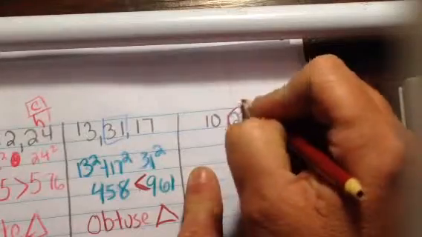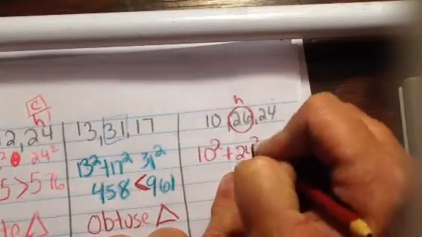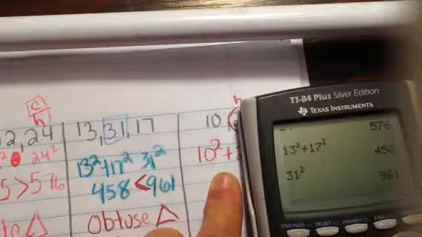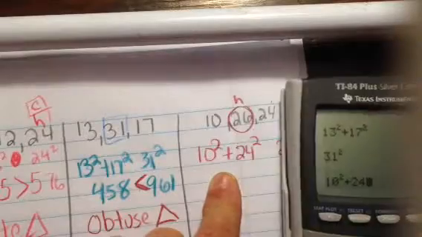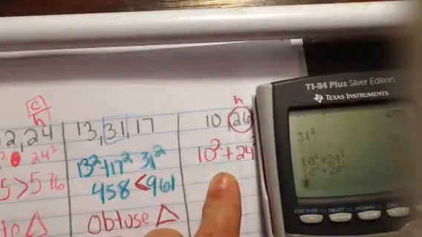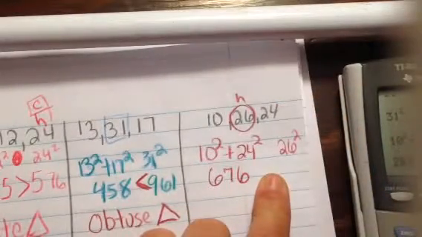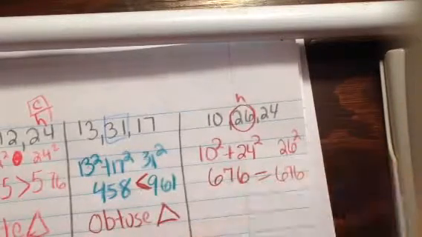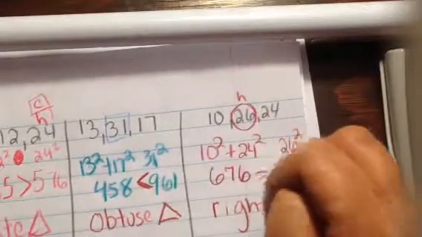Ten, 26, and 24. 26 would be H, so 10 squared plus 24 squared. How does it compare to 26 squared? 10 squared plus 24 squared is 676, and 26 squared is 676. So these would be equal to each other, and when they're equal, it would be a right triangle.